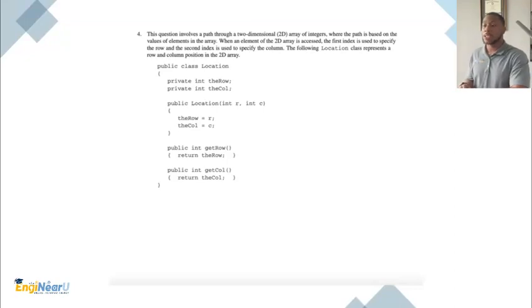Hi everyone, today I'll walk you through my solution to question 4, part A of the 2024 AP Computer Science exam. This question involves a path through a 2D array of integers.